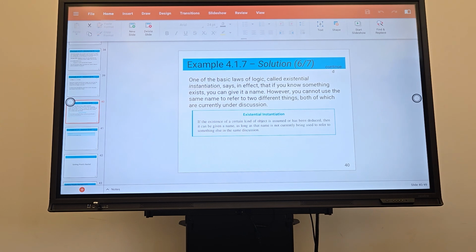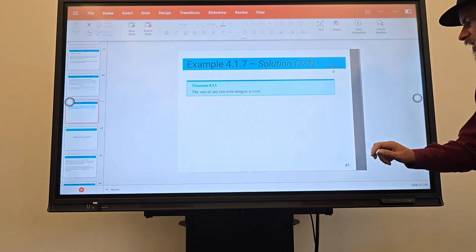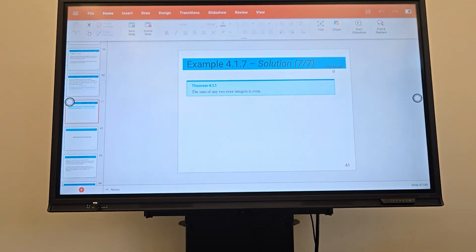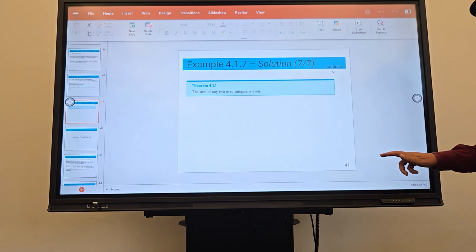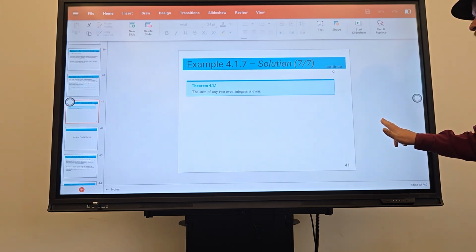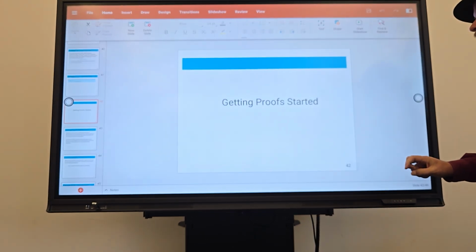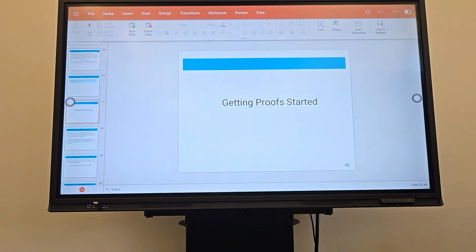So, existential instantiation: if the existence of a certain kind of object is assumed or has been deduced, then it can be given a name as long as the name is not currently being used to refer to something else in the same discussion. The sum of any two integers is therefore even. That's a theorem now.